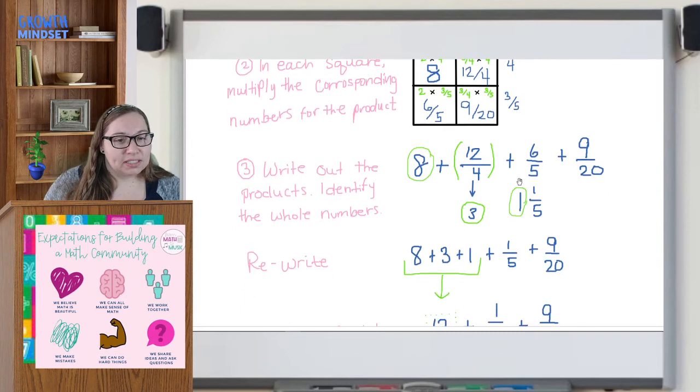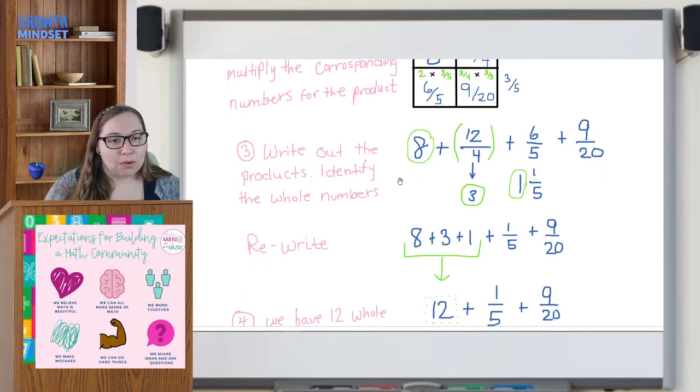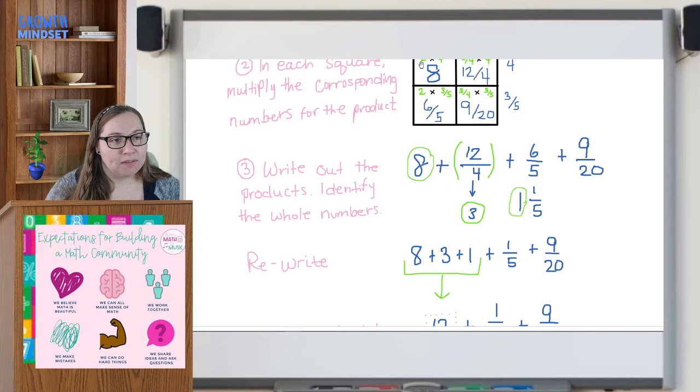All right, so on this next part, now we just need to write out the products that we identified, and then we need to identify the whole numbers. So we have the 8. Let me go up a little bit. There we go. We have the 8 from the first square. We have 12 over 4, which actually also is 3.